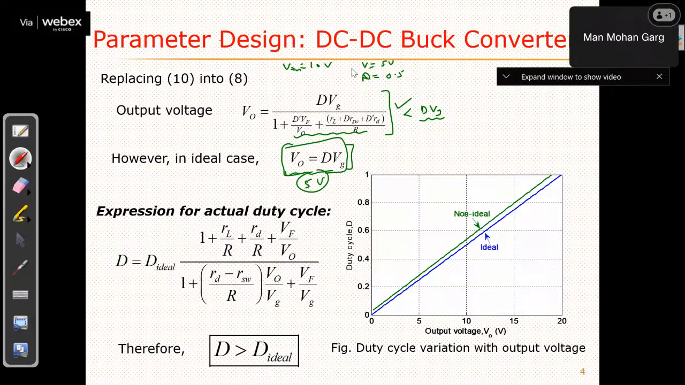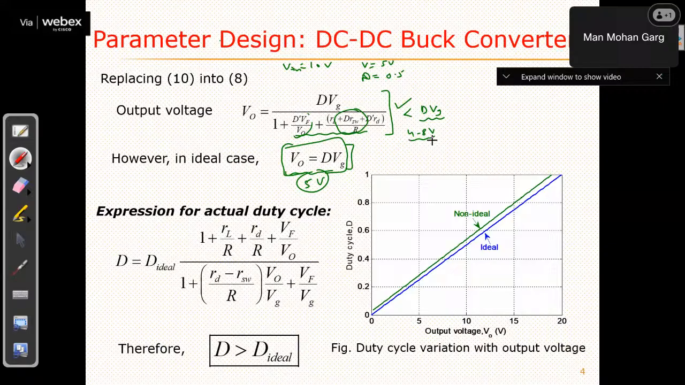But here what is happening, if you keep the duty cycle to be 0.5, and then your input is 10 volt, what will happen? Some voltage drop will occur across these different elements. Finally, the output voltage will not be 5 volt. It will be somewhere 4.8 volt and so on. So it is not 5 volt.